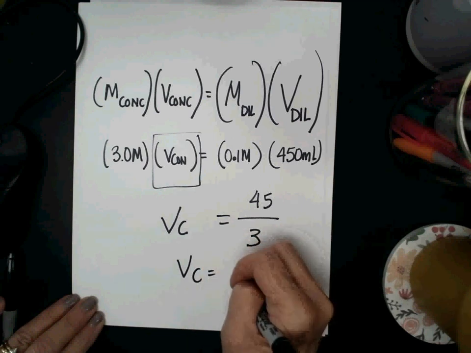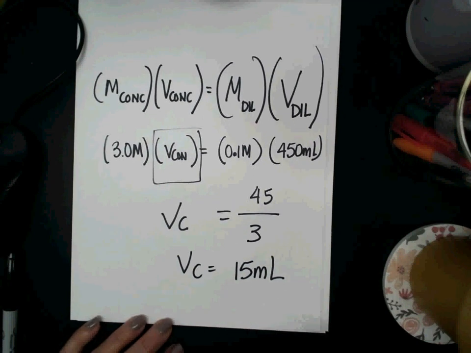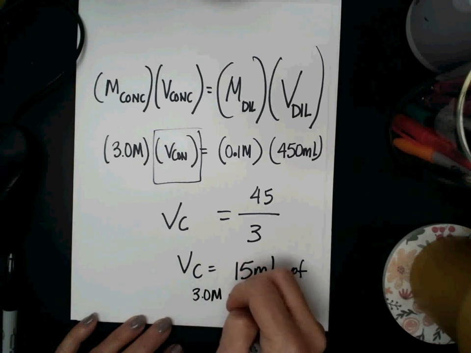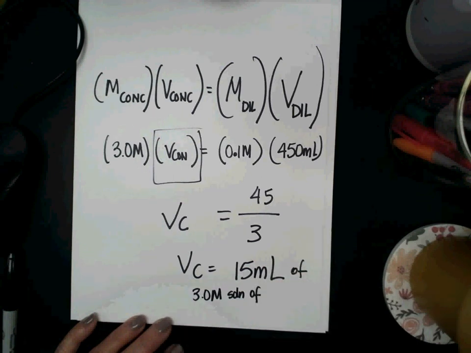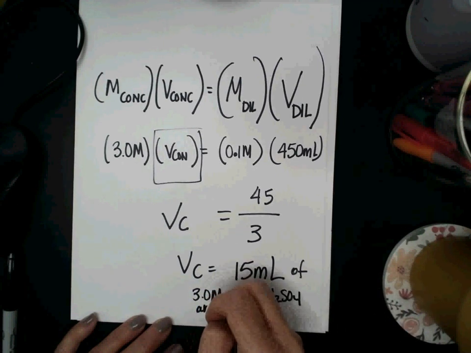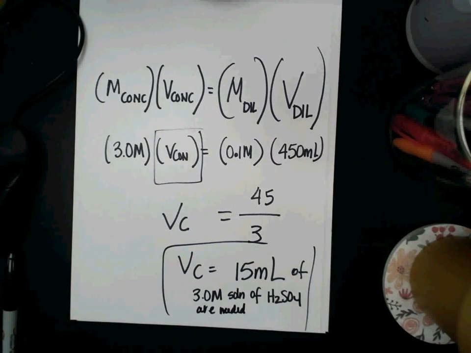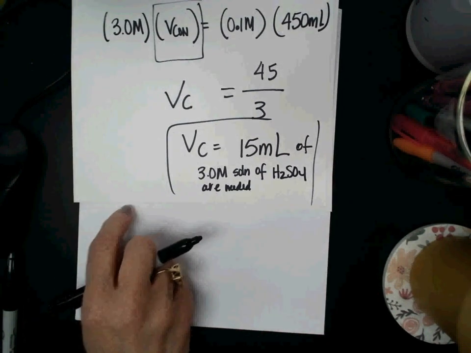Is that right? Yeah? Okay. So I would say 15 milliliters of a 3.0 molar solution of, what was I working with here? Sulfuric acid, H2SO4, are needed if I were giving an answer. That's the way I would write it.